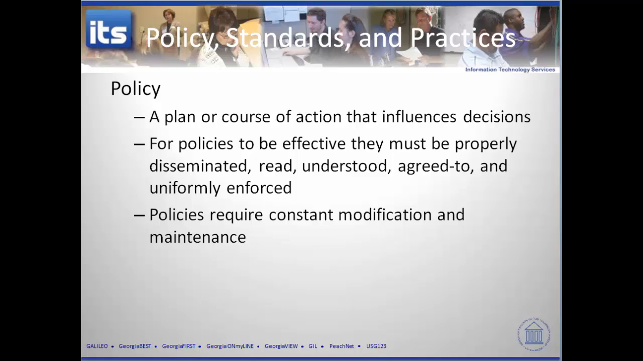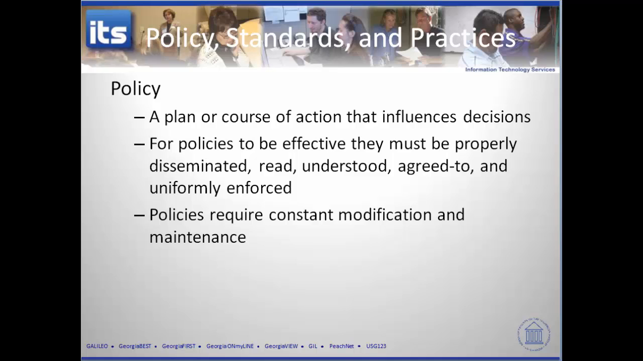All right, we're going to follow up on that intro video and now look at policy, standards, and practices and try to define each of these terms and how they work together. So let's start off with policy. Policy is going to be some plan or course of action that influences decisions.